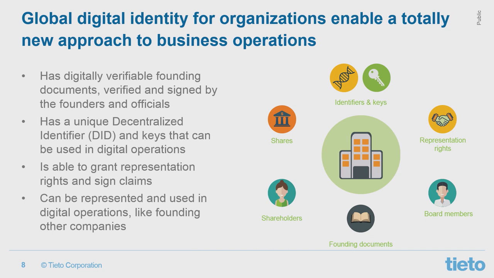So we have the founding documents that the registration office, the patent registration office, is able to issue to the corporate identity. We have shareholders and board members that the company itself says that these are my board members. We have shares that are then also issued by the company. And representation rights, same way, as well as identifiers and keys that enable actually the company identity to be used same way as you would have an individual identity. To sign documents, to even sign into websites. So very cutting edge, if you will.